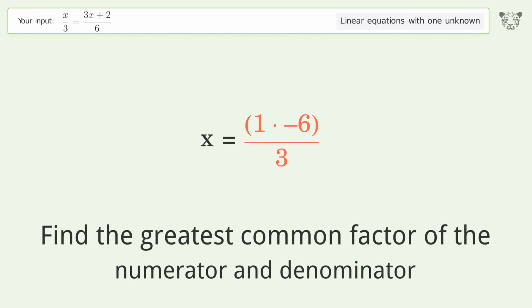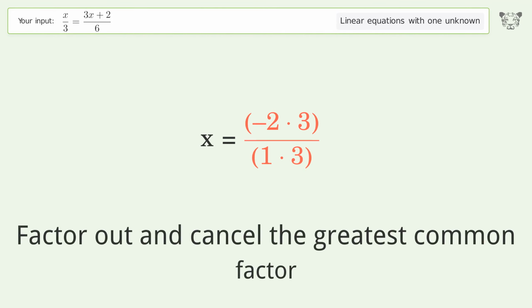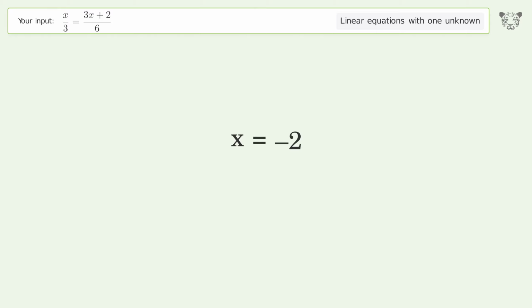Find the greatest common factor of the numerator and denominator. Factor out and cancel the greatest common factor. And so the final result is x equals -2.